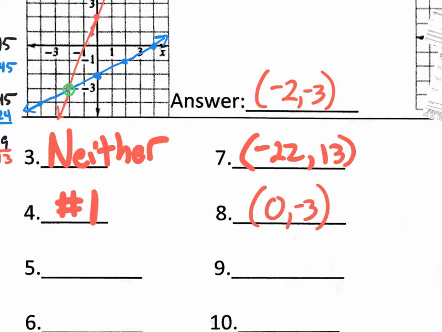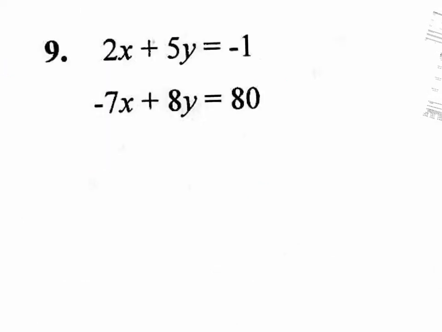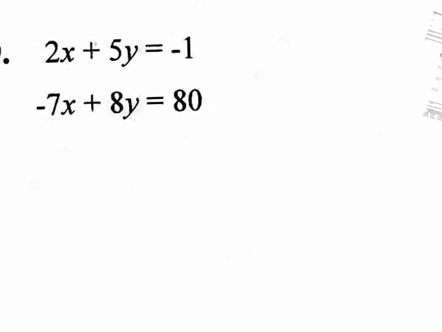Let's move on to number 9. This one is not ready for substitution. It's not ready for graphing. It is ready for linear combinations. You just have to modify 1 or 2 equations to get something to cancel. So the question is, do you want to cancel out x's or do you want to cancel out y's? I think x's are a little easier to cancel. How would I get this 2x to cancel with this -7x?